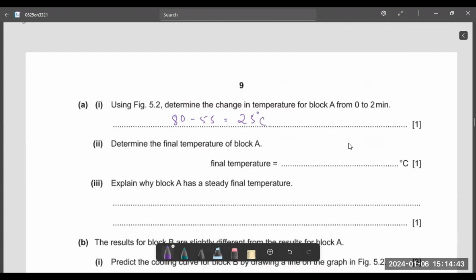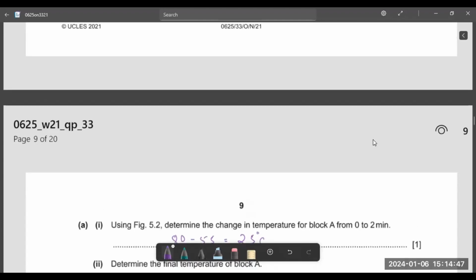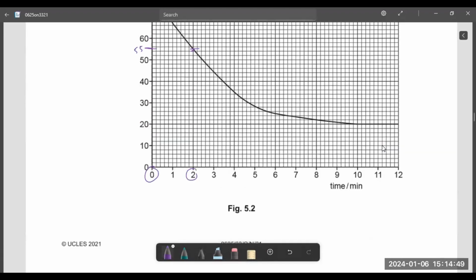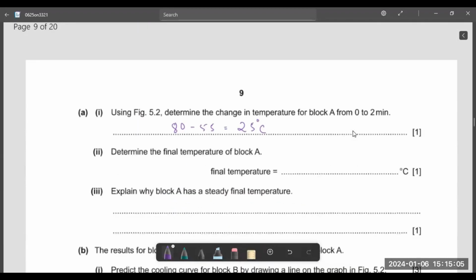degrees Celsius. Determine the final temperature of block A. So we'll find the final temperature. Here this is the final temperature for block A. You can just mark it like this. So this is the final temperature. That means 20 is the final temperature of block A.